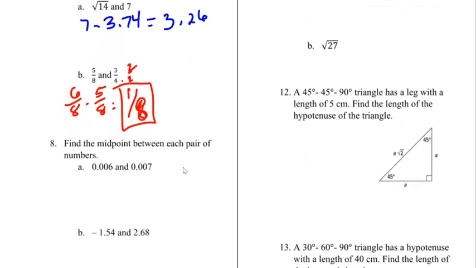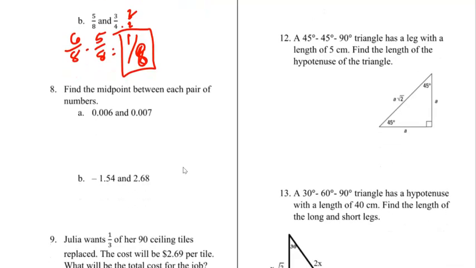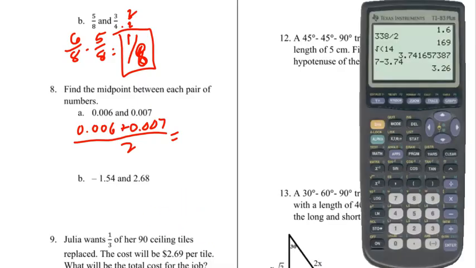Next, find the midpoint between each pair of numbers. So to find the midpoint, you're going to add the two numbers and then divide by 2. So here we have 0.006 plus 0.007, and then we're going to divide that by 2. So that's 0.013. Then we divide that by 2, and we get 0.0065.